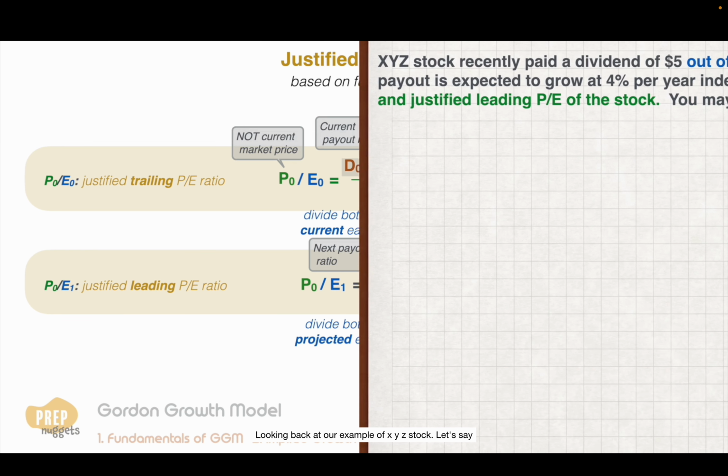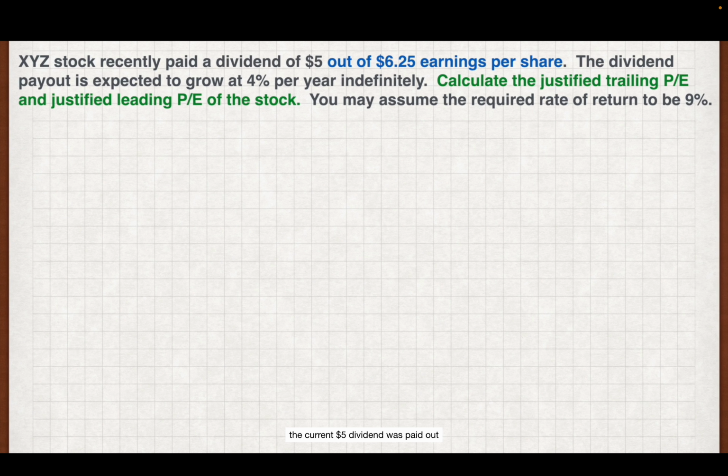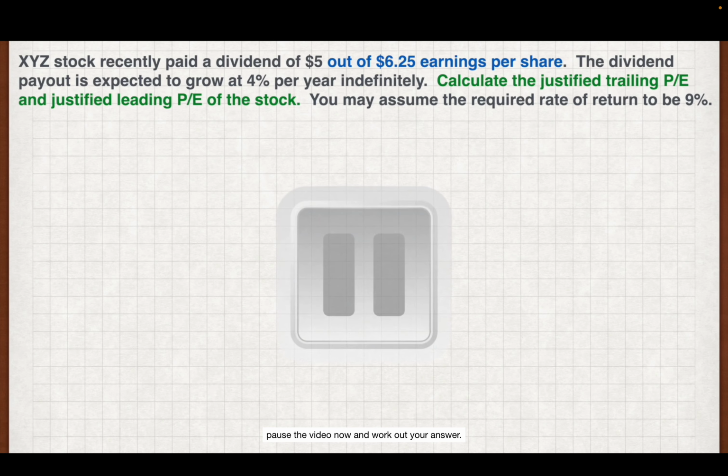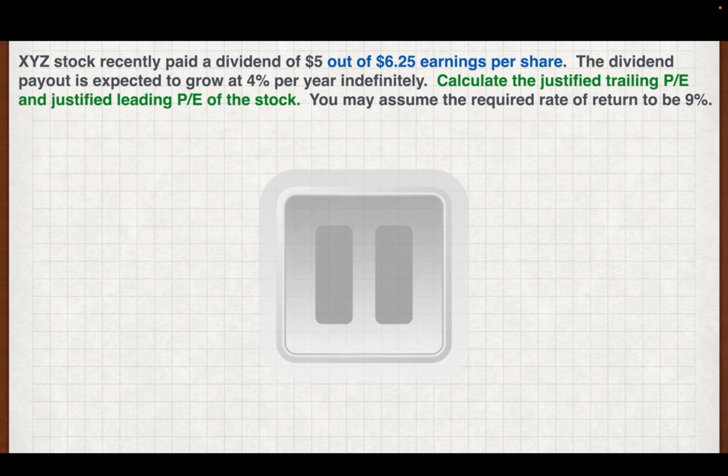Looking back at our example of XYZ stock, let's say the current $5 dividend was paid out from earnings of $6.25. Calculate the justified leading PE and justified trailing PE of the stock if the growth rate is estimated at 4% and the required return is 9%. Pause the video now and work out your answer.